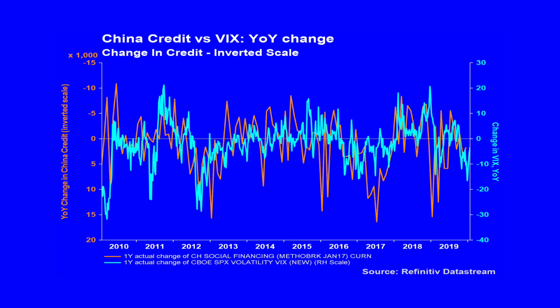When the PBOC has been increasing liquidity, the VIX has generally been trending down, at least when viewed on a year-on-year change basis. And volatility has generally been pushed higher when they've stepped away. So many observers now think that the PBOC is starting to increase its credit injections again, and this was even before the outbreak of coronavirus. If that's the case, then this should be another reason to expect that volatility will remain subdued during 2020.